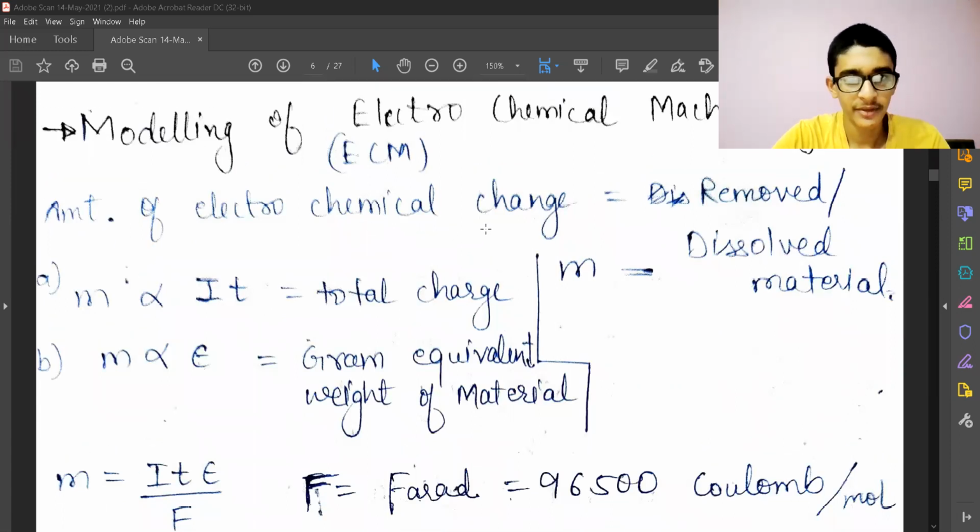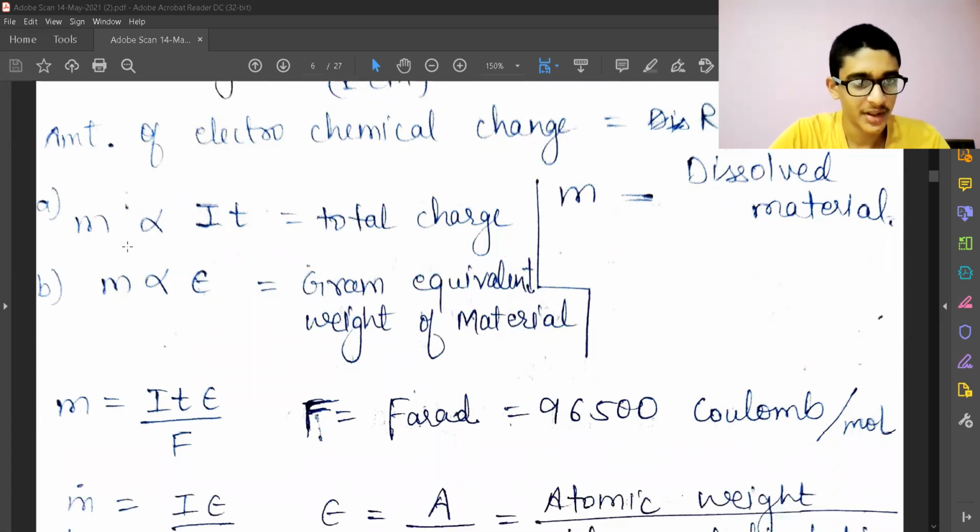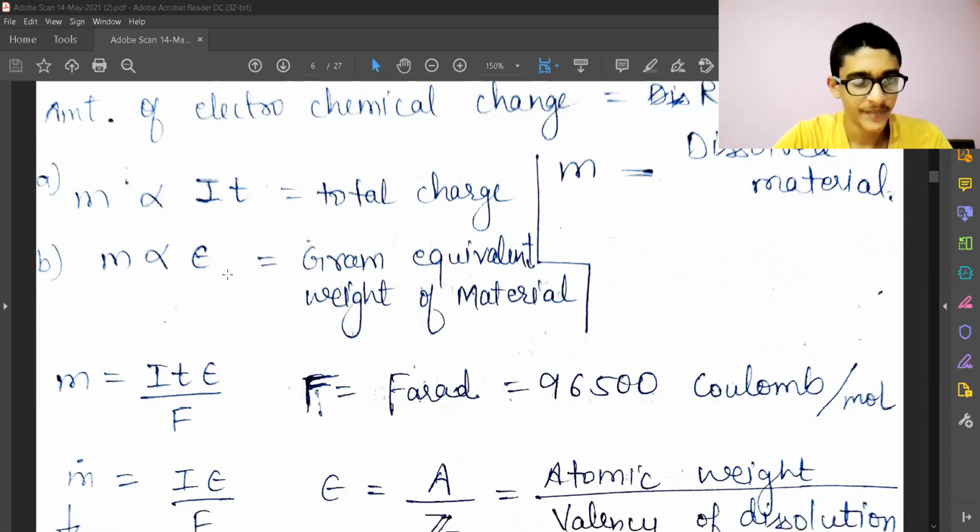The amount of electrochemical change is equal to the removed or dissolved material, which I'm going to say as M. Electrochemical change means the mass transfer which is happening. So mass is directly proportional to I into T, where I is the current and T is the time. Current into time is the total charge in coulombs, and M is also dependent on the gram equivalent weight of material, epsilon.